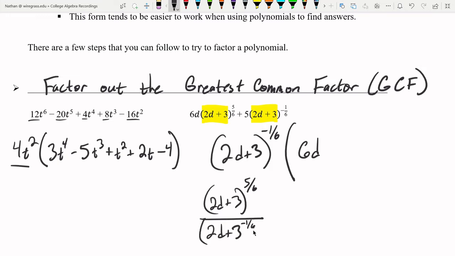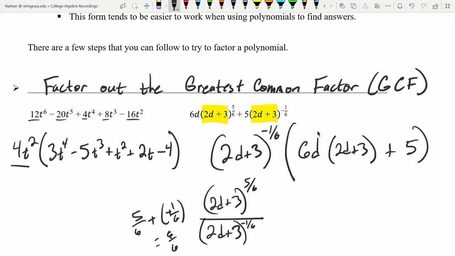This is a division of like bases. The base is 2d plus 3. I'm going to subtract the exponents. So we're going to have 5/6 minus negative 1/6. Those negatives cancel, and we get 6/6, or just 1. So this just becomes 2d plus 3. Okay, I take out 2d plus 3 to the negative 1/6. So this term has been taken out of there. And all that's left here is just 5.